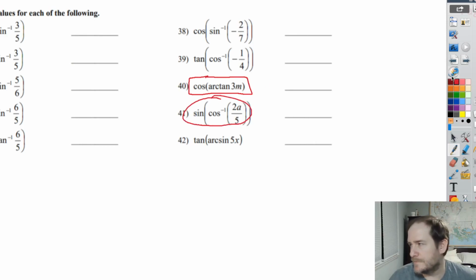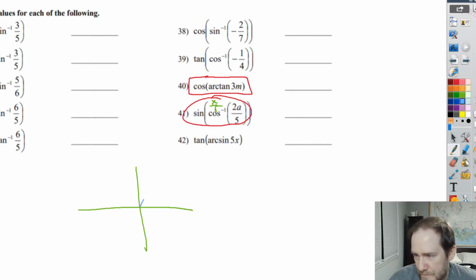Let's do 41. So 41 is definitely another draw a picture, work the triangle like we just did. And this time it's cosine. Cosine is, of course, x over r. So if I'm drawing a picture of a positive cosine angle, then that would be my angle theta. And then around comes a circle.